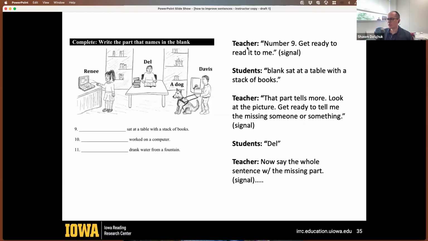So here would be an example. Teacher: number 9, get ready to read it to me. And the students could say, blank sat at a table with a stack of books. And then the teacher can say, that part tells more. So, sat at a table with a stack of books. Look at the picture. Get ready to tell me the missing someone or something. Get ready. And they could say, Dell. Now say the whole sentence with the missing part. Dell sat at a table with a stack of books.